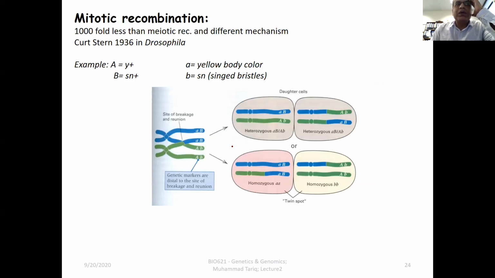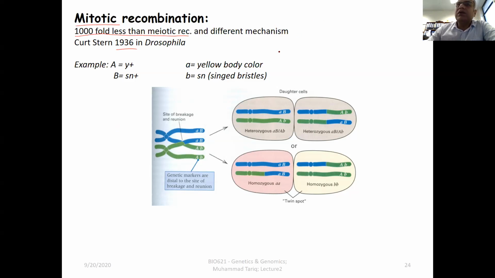But what I want to show you is that so far we talked about recombination in meiosis. There is almost no recombination, or 1,000-fold less recombination, during mitosis than meiosis. This was shown in 1936 in Drosophila. Normally in mitosis, homologs don't pair and chiasmata are not formed, which is very typical for meiosis only. But there is a 1 in 1,000 chance that recombination takes place in mitosis as well.